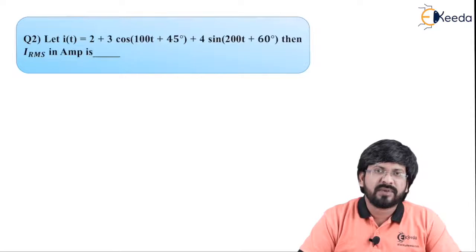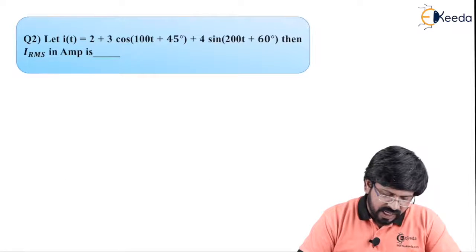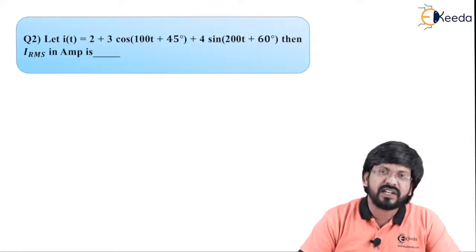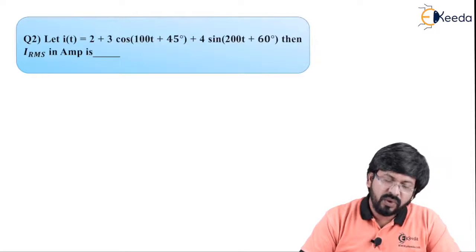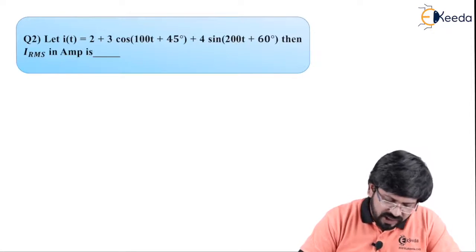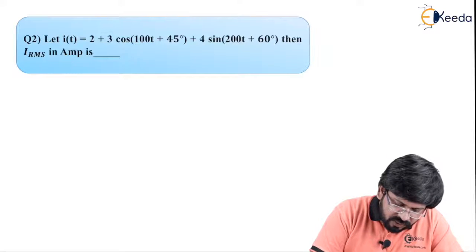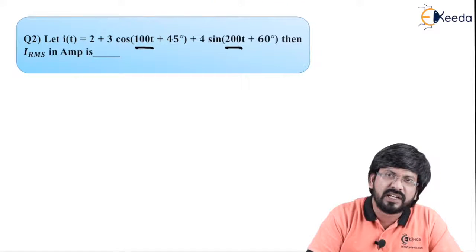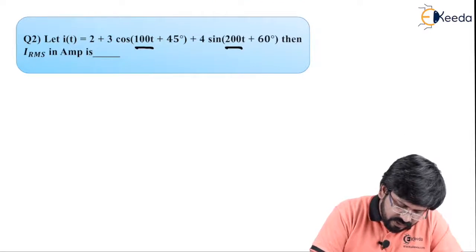Question number 2 has now appeared on your screen. It says i(t) is equal to 2 plus 3 cos(100t plus 45 degree) plus 4 sin(200t plus 60 degree). Unlike the previous problem, this is not an issue, because even though there is a cos and a sine term, both of them are not sharing the same frequency. Am I right? So we can directly go on applying the formula here.